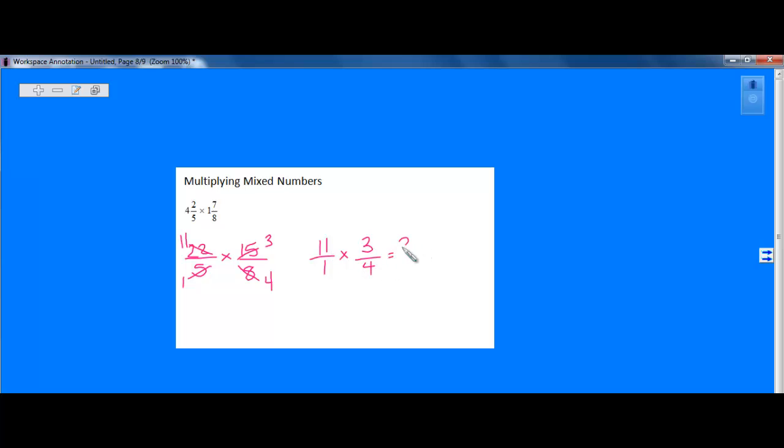11 times 3 is 33. 1 times 4 is 4. I need to simplify so it's not an improper fraction anymore. I know that 4 can go into 33 8 times, leaving me 1/4 left over, and that is your answer.